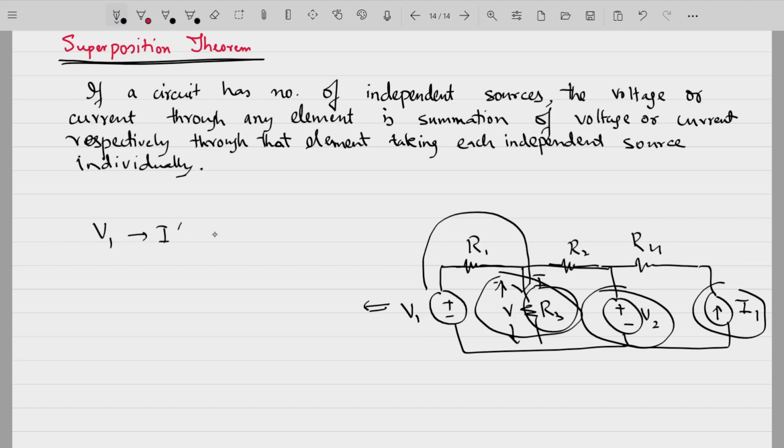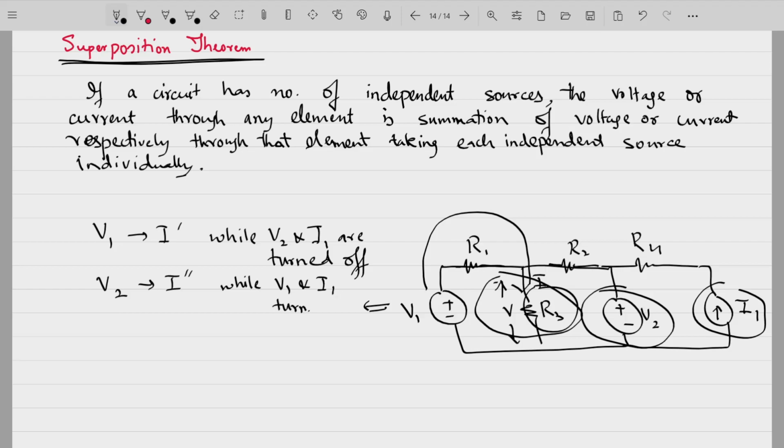Then you will turn on V2 while V1 and I1 are turned off. Then you will see the contribution of V2 through this particular resistance R3, let that be I double dash. We find this while we keep V1 and I1 turned off or switched off, right? Similarly, then you have to find the contribution of the current source, let that be I triple dash, while V1 and V2 are turned off.